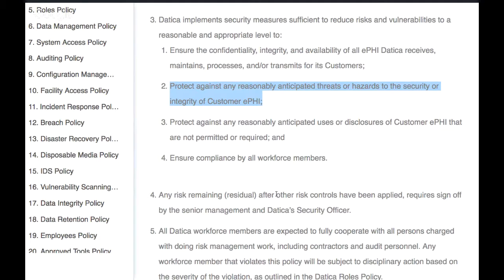Protect against any reasonably anticipated threats or hazards to security or integrity of customer PHI. Protect against any reasonably anticipated uses or disclosures of customer EPHI that are not permitted or required. Ensure compliance by all workforce members.